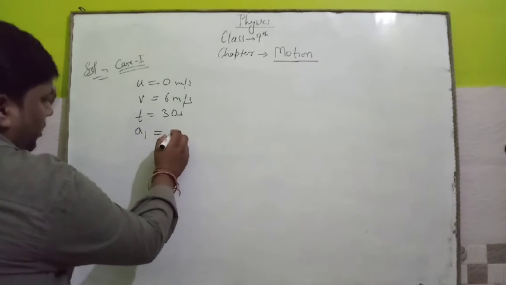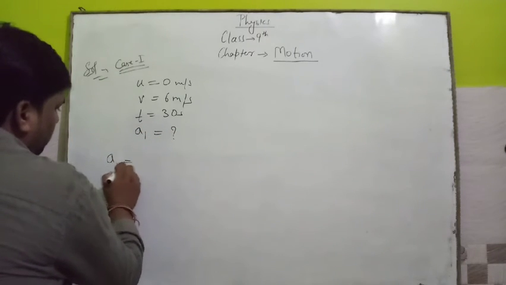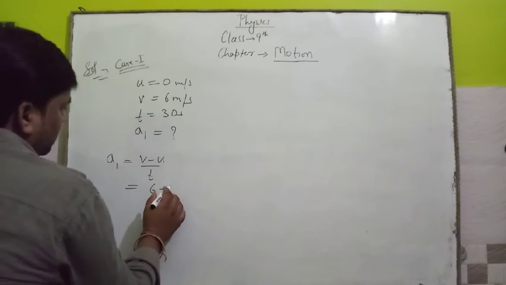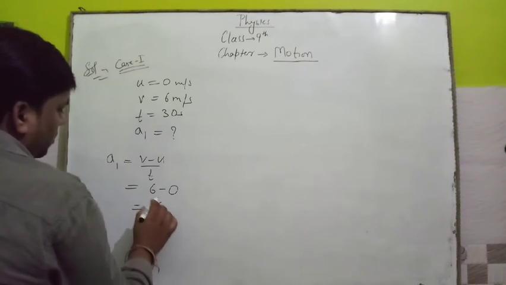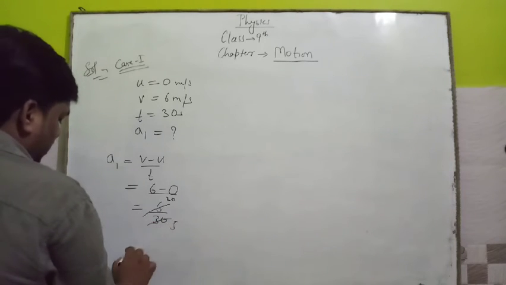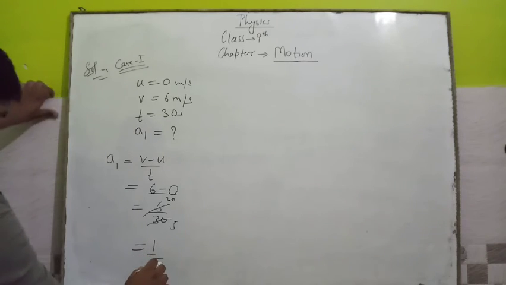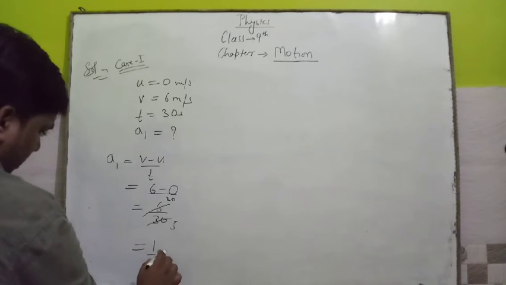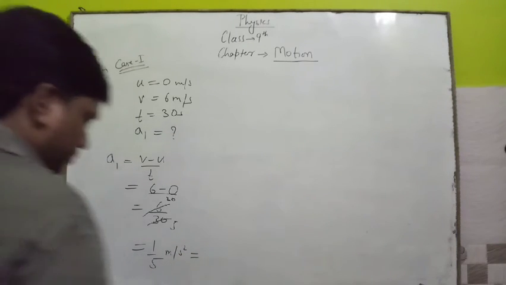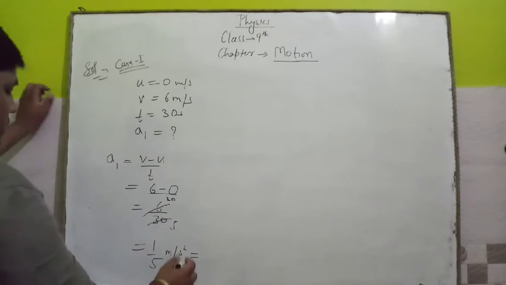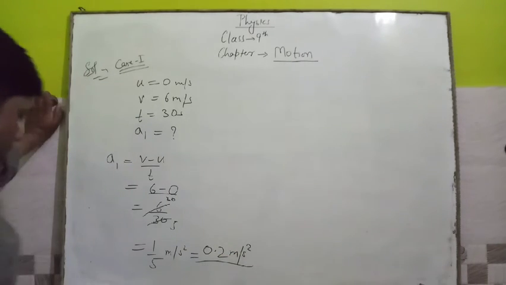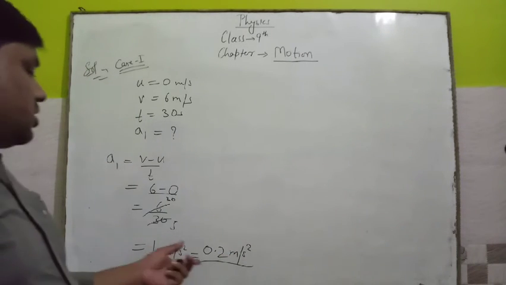Here first you find a1, that is a is equal to v minus u upon t, that is 6 minus 0 is equal to 6 upon our time, which is 30 seconds. Here write down 30. 6 5s are 30, is equal to 1 by 5 meter per second square, or you can write this value 5 2s are 10 and 0.2 meter per second square. This is your acceleration in first case.